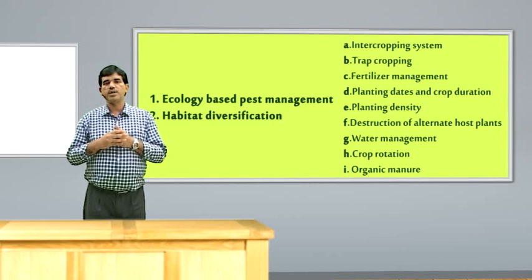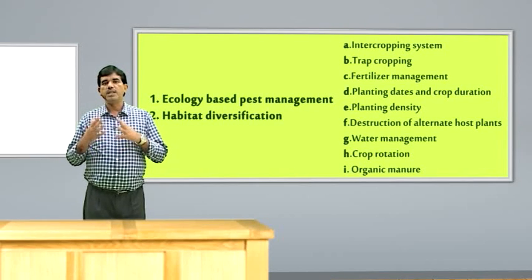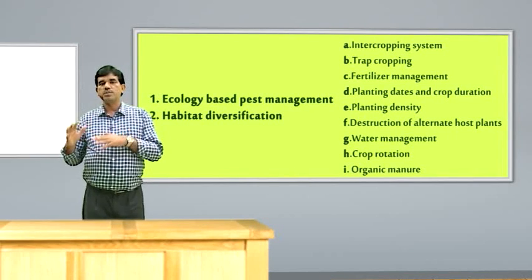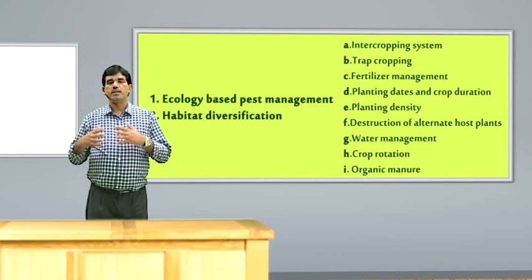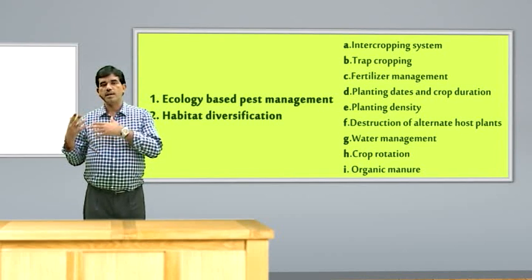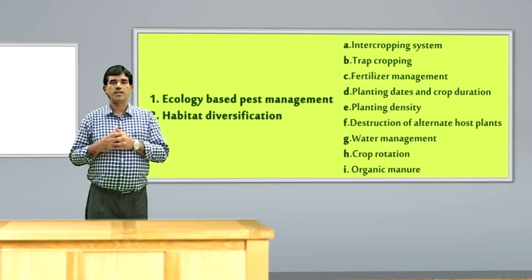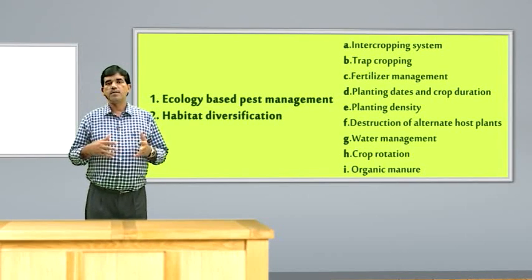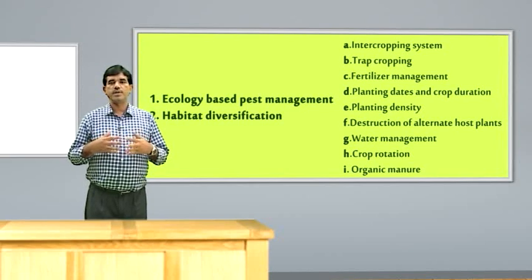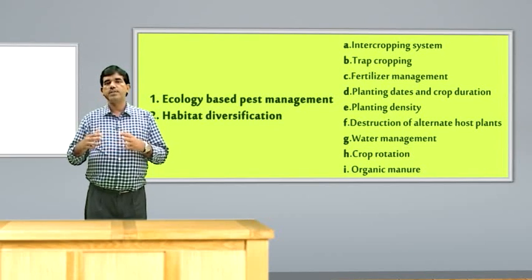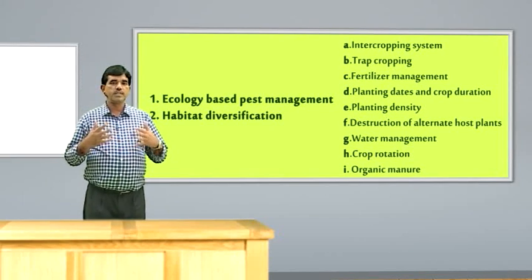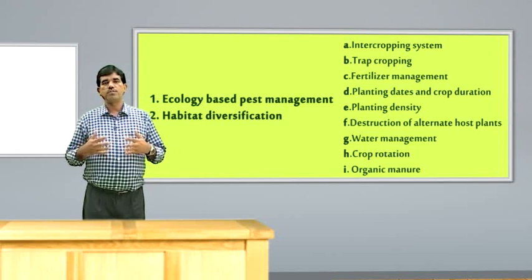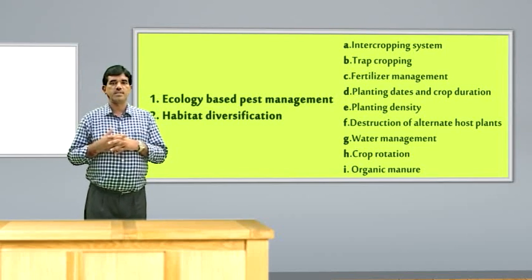Water management. For example, in rice, if we keep a continuous ponding of 5 centimeters, the damage from the mealybug can be reduced. Otherwise, take another case in rice where caseworm and brown plant hopper damage can be reduced if we drain out the water. So we have seen the optimum maintenance of water is required to manage the pests.